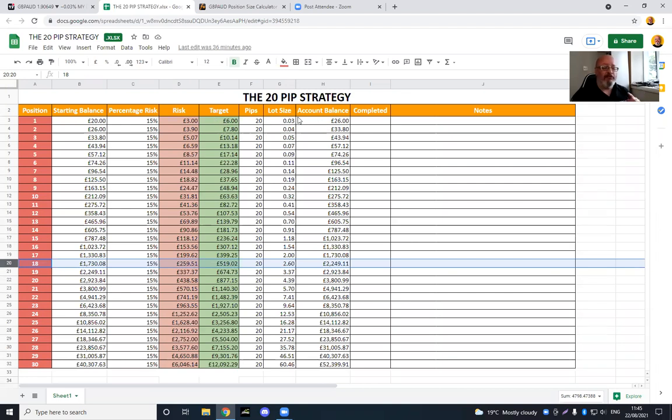So now we're getting set up ready for the next trade. The lot size increases ever so slightly, because rather than starting with £20, we're now starting with £26. So that goes up to 0.04, and on this occasion we're risking £3.90 to win £7.80.